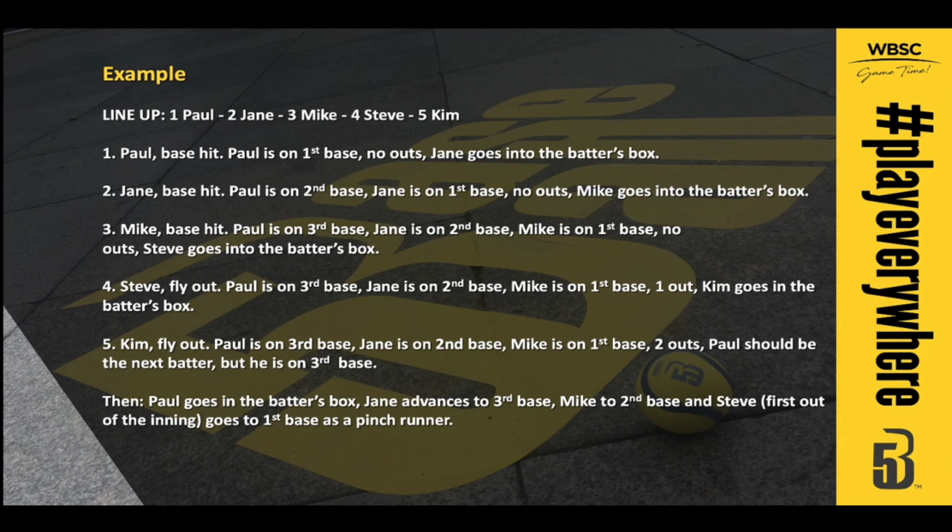So in this case, Paul leaves third base, goes into the batter's box. Jane advances from second to third. Mike goes from first to second. And Steve becomes the runner at first base as a pinch runner. And it's Steve that goes there because he was the first out of the inning. Now, I know it's a little bit confusing, but really all it'll take is it happens one time and you become very familiar with it. And it's just a way that you can keep the game moving and still have just 5 players on your team.